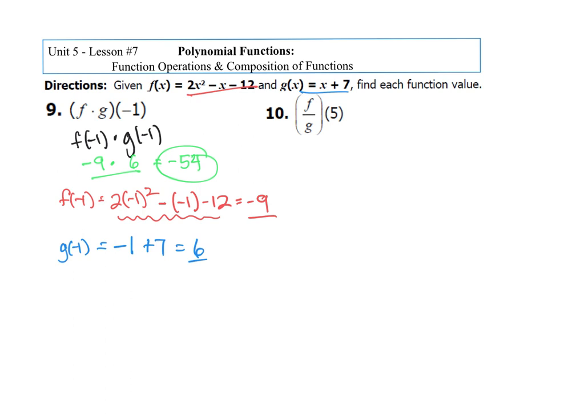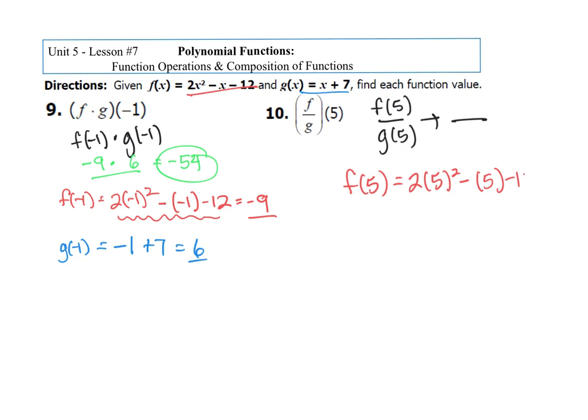Okay, number 10, we'll have an example with division. f divided by g of 5. So we have f of 5 in the numerator, and we'll divide that by the answer from g of 5. Okay, so let's find f of 5. f of 5 means plug 5 in for all the x's in f's equation. So we have 2 times 5 squared minus, and in parentheses we put 5, minus 12. And that's equal to 33. So 33 is our numerator.